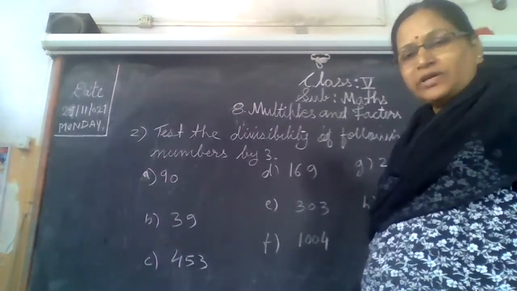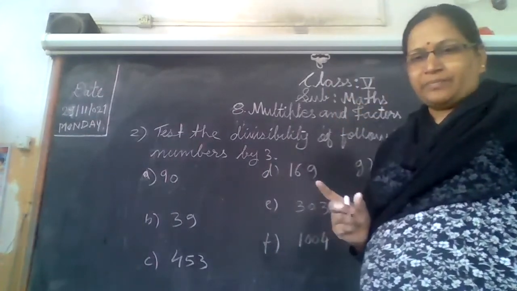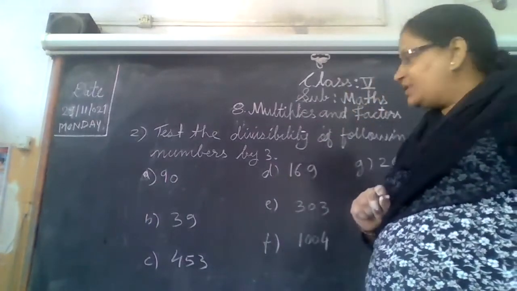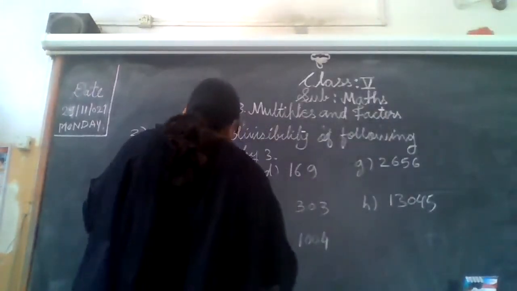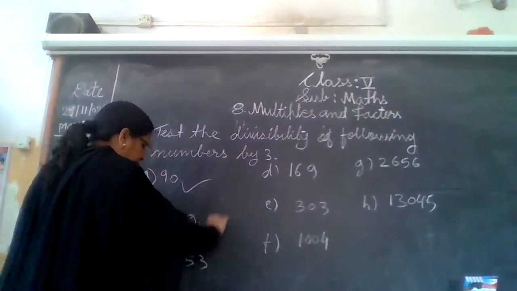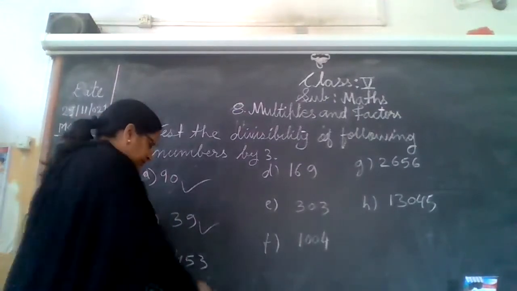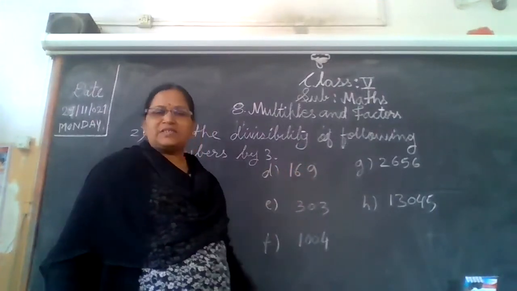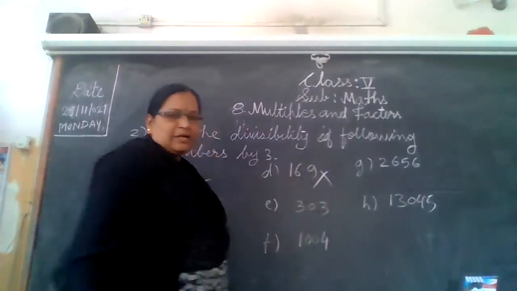Now see children, what is the criteria to find out the divisibility by 3? You have to add all the digits, and if their sum is a multiple of 3, then the whole number is divisible by 3. It means the sum of the digits is divisible by 3. 3 plus 9, 12. Yes. 4 plus 3, 9. 9 plus 3, 12. 16 is not a multiple of 3. So this number is not divisible by 3.